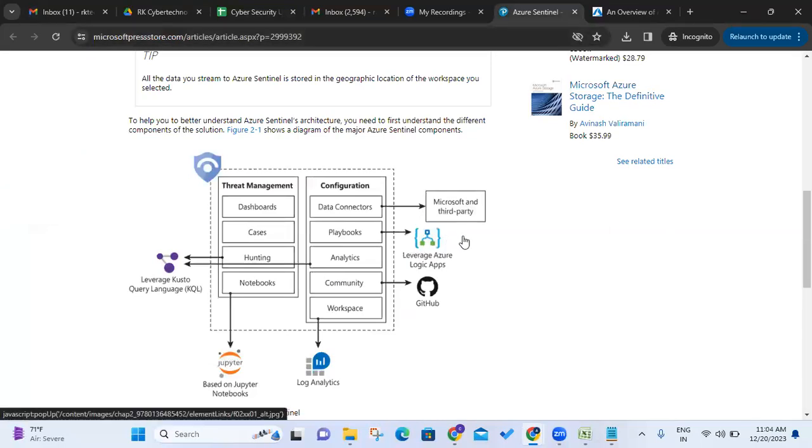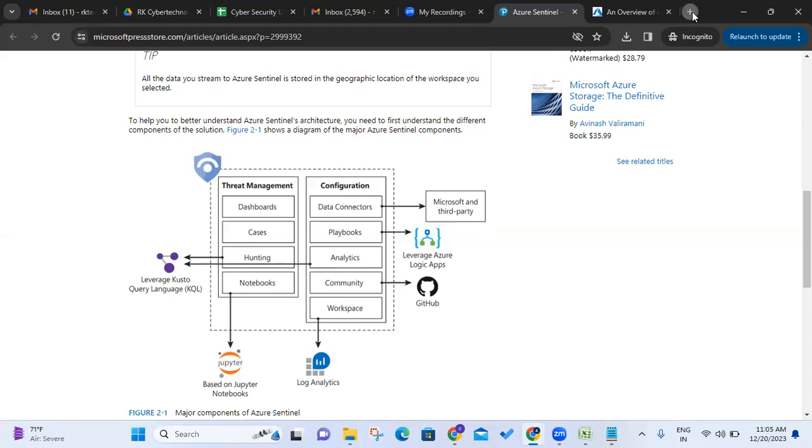Yeah. So you can see here, this is the Azure architecture diagram in short. Basically, this architecture diagram is divided into two portions: one is threat management and the second one is configuration. As per yesterday's network architecture diagram, what we discussed, the first thing is log sources. Log sources may be firewall or proxy or IDS, IPS, everything.